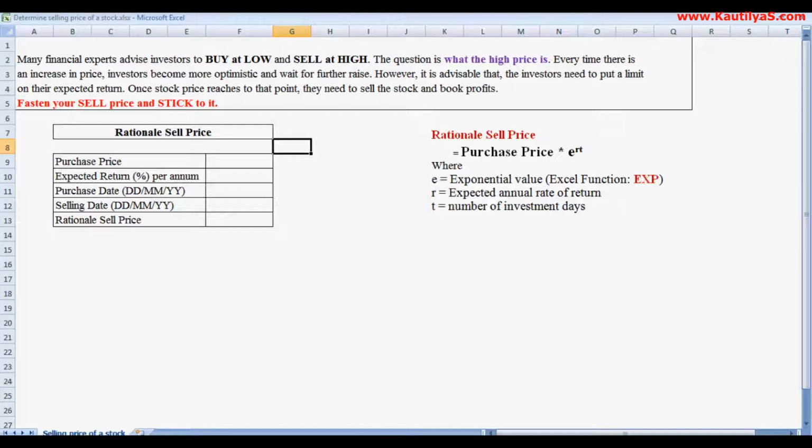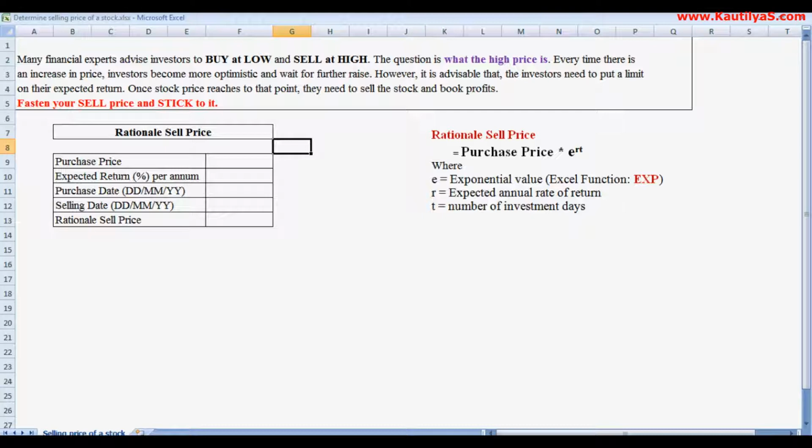When you are making an investment, you may expect a return of maybe 10%, 20%, 25% based on the past historical returns on that particular stock. You can fix a return, saying that on this investment, for me, 25% gain or 25% return is acceptable. Once the stock price reaches that point, they need to sell the stock and book profits. There is a saying: fasten your sell price and stick to it. In this video tutorial, I explain how to determine the rational sell price.